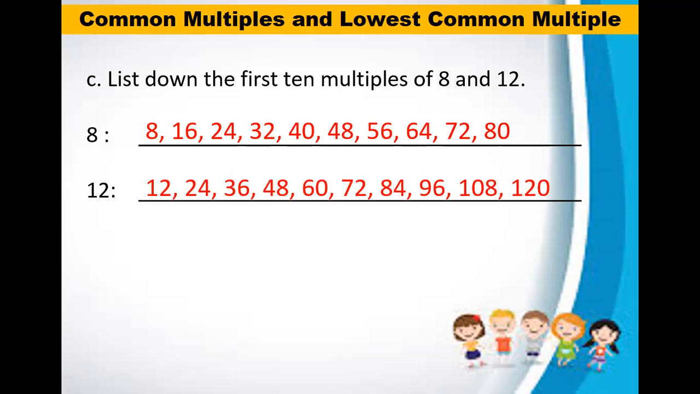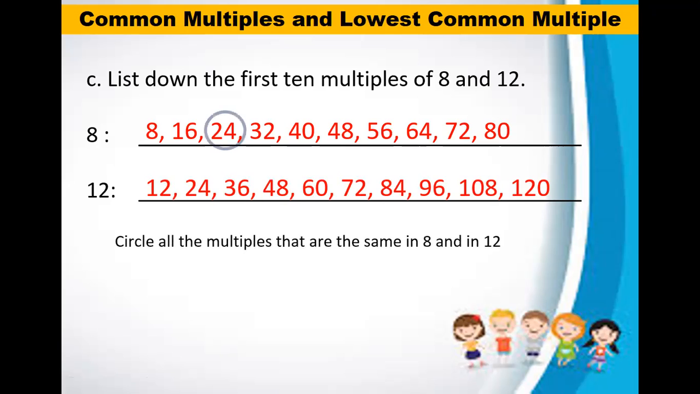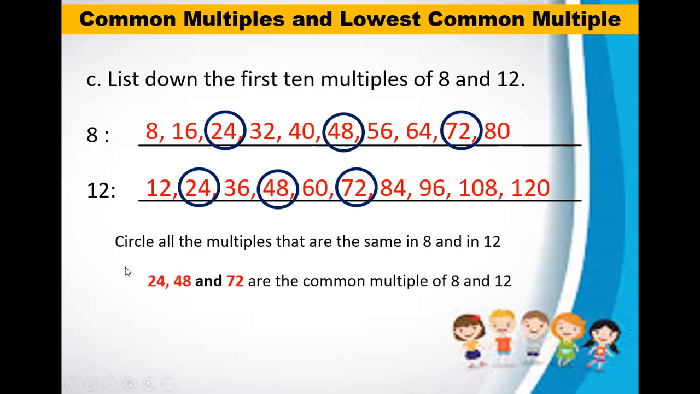This time, you're going to find the common multiples and lowest common multiple of 8 and 12. What do you think is the common multiple and LCM of 8 and 12? Let's circle it. So we have 24 there. We have also 48 and also 72. Okay, so what are the common multiples of 8 and 12? We have 24, 48, and 72.